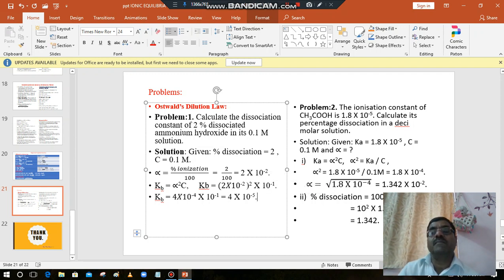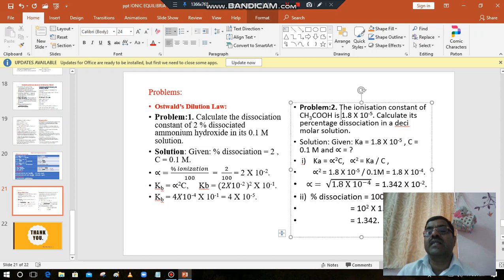The second problem: the ionization constant of CH3COOH, that is acetic acid, is 1.8 into 10^-5.